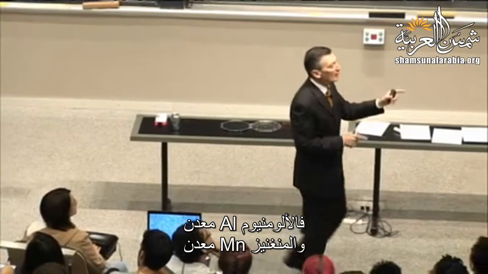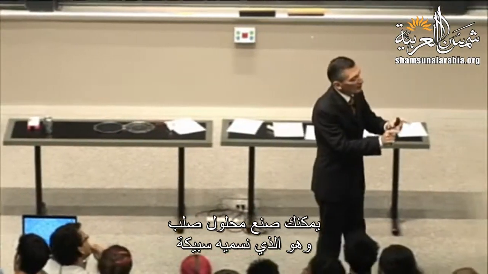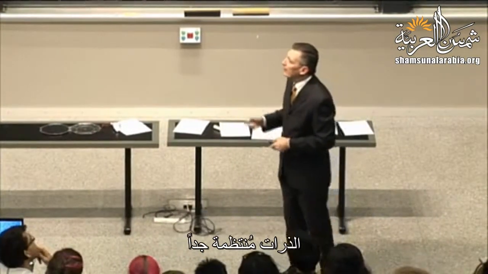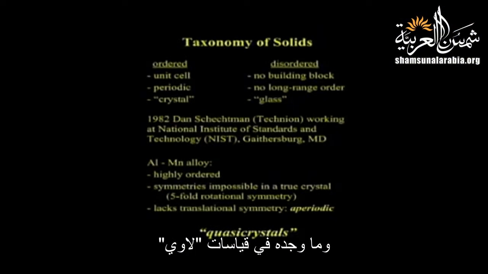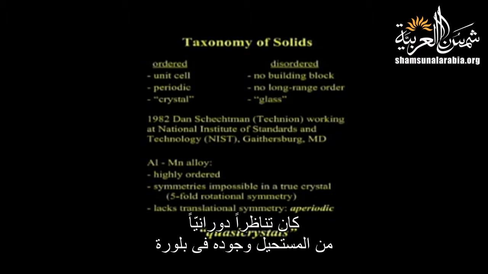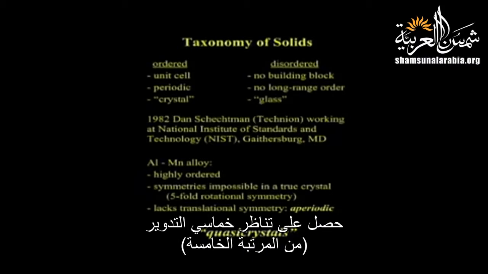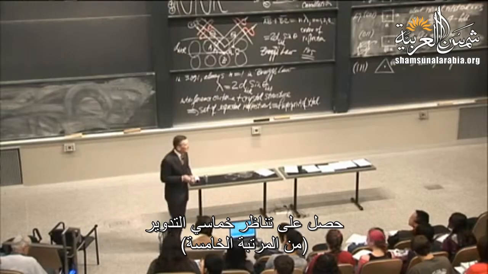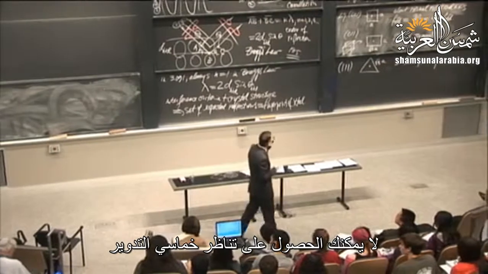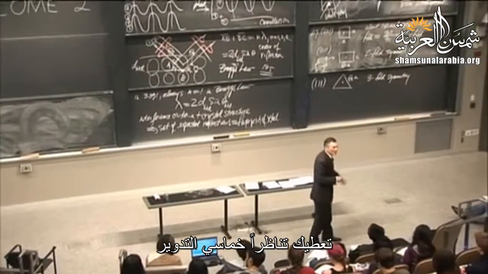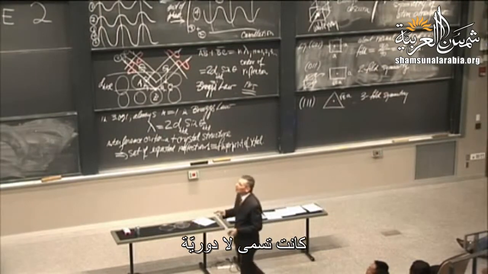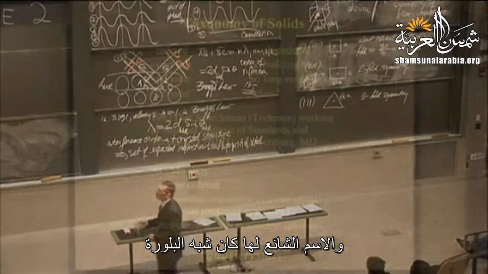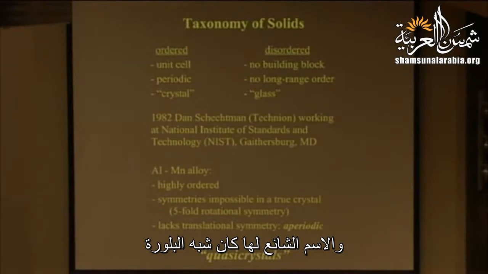And he was looking at a set of aluminum manganese alloys. So aluminum's a metal, manganese is a metal. You can make a solid solution, which we call an alloy. And these are highly ordered. And what he found in his X-ray measurements were rotational symmetries that are impossible in a crystal. He was getting 5-fold symmetry. You can't get 5-fold symmetry. There is no set of planes here that will give you a 5-fold symmetry. They lack translational symmetry. They were called aperiodic, and the popular name for them was quasi-crystals.